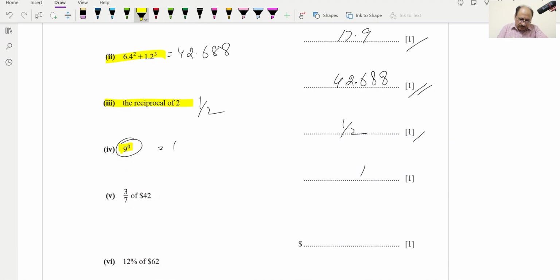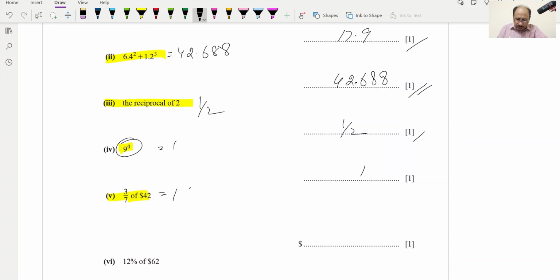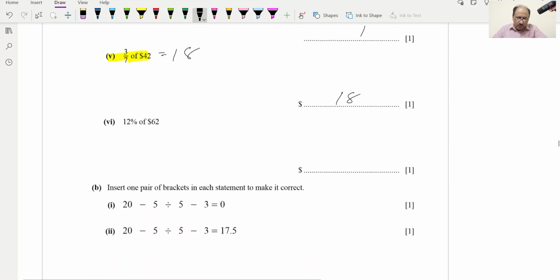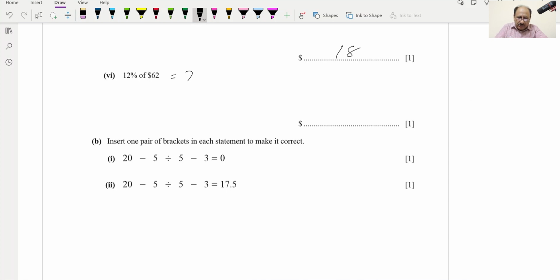And we need to calculate this as well. This will be 3/7 of 42, meaning multiplication. This will be equal to 18. So we can provide the answer over here, which will be 18. This is done. Now 12% of 62. 12 percent of, meaning multiplication, 62, and this will be equal to 7.44. 7.44 is for this one, and we can write the answers over here. This will be the answer for 1 mark.